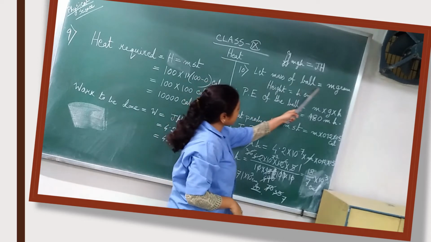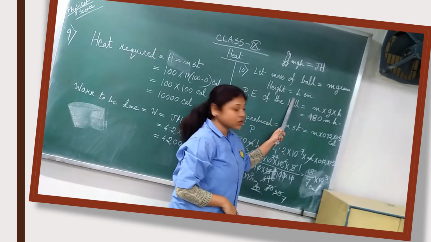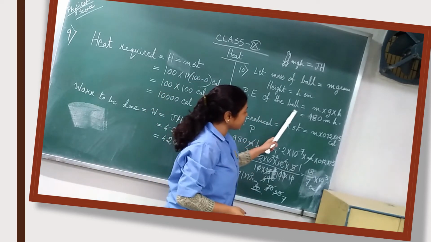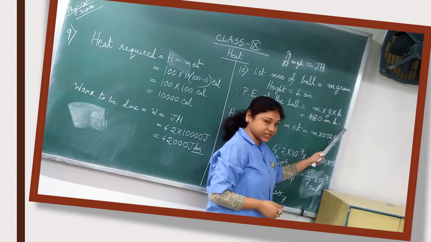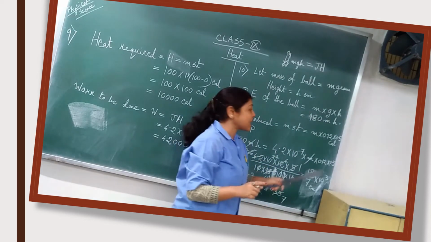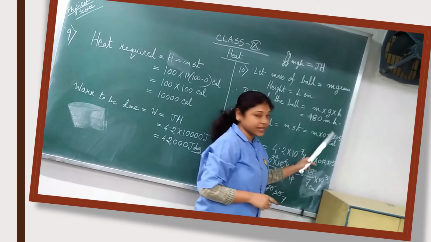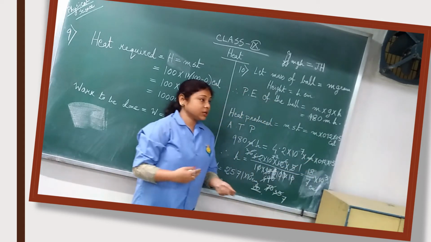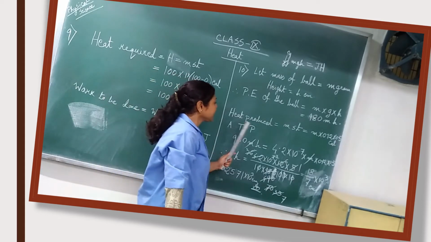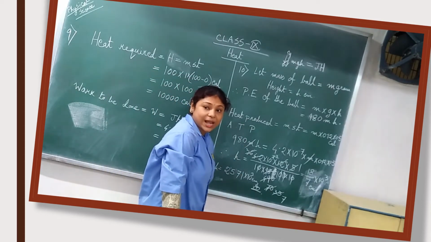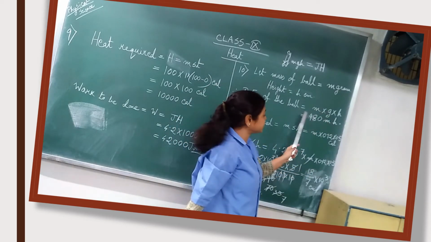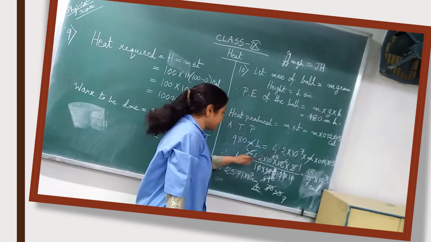Let mass of ball is equal to m gram. Height is equal to h centimeter. So therefore, potential energy of the ball is equal to m into g into h. Now, m unknown, h also unknown, but g is equal to 980. That you should know. Next, what is g? It's gravitational acceleration, and in CGS unit, its value is 980. That's why I have written 980.